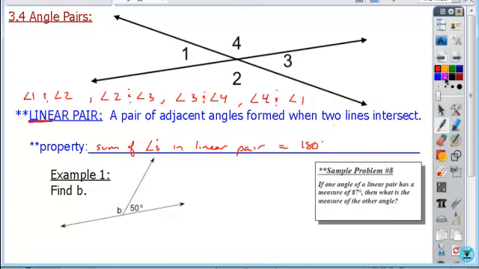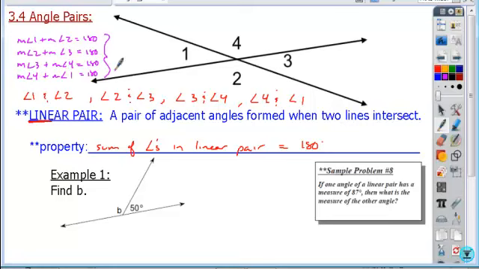Okay, so what that means is we can actually write the relationship for all of these angle pairs. Angle 1 plus angle 2 is equal to 180. Angle 2 plus angle 3 is equal to 180. 3 and 4 add up to 180. And finally, angle 4 and 1 add up to 180.